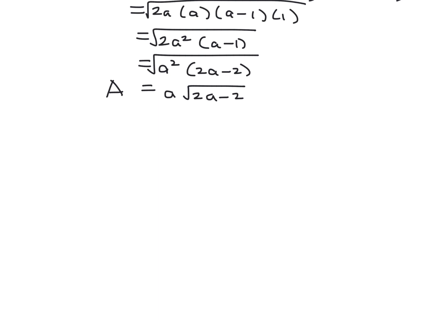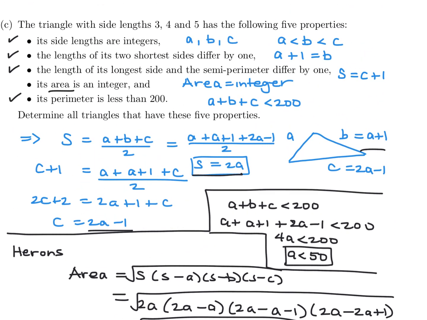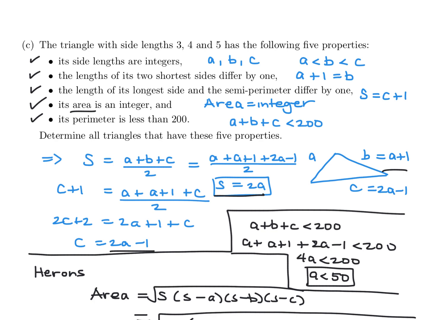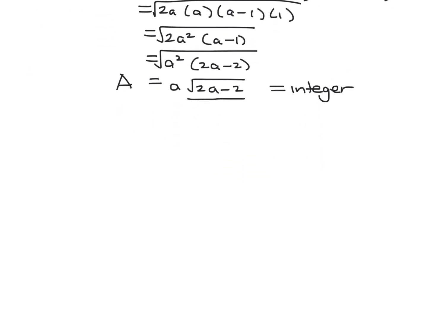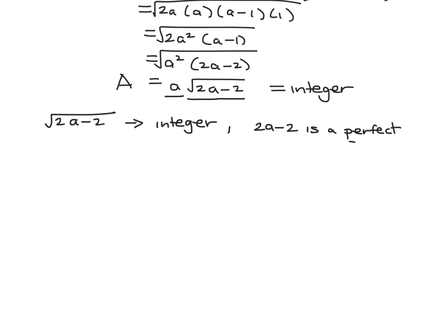Okay, so this has to be an integer, because remember, that was the property, that the area is an integer. Well, the only way this can be an integer is if this square root is an integer, because a is already an integer, we know that. So we have to concentrate now on making the square root of 2a minus 2 an integer. For, let's see, what values of a? Well, that happens if 2a minus 2 is a perfect square. If 2a minus 2 is a perfect square, then the square root of it will be an integer. And another very important point is that 2a minus 2 is even. Also even. So it's a perfect square and it's even.